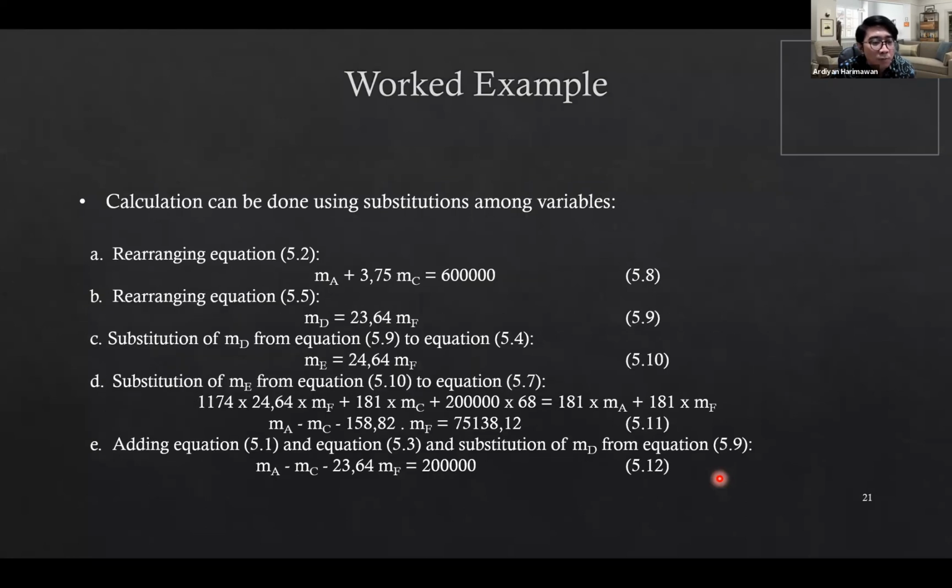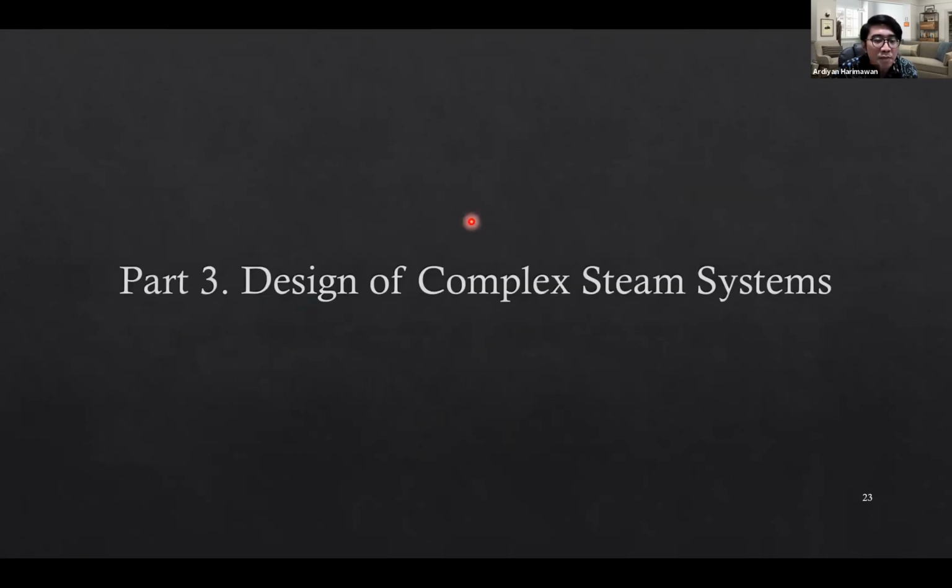Okay, I hope you get the concept. I'm sorry if I'm not clear enough in explaining the concept. But since I have another class at 9, the rest of the materials, the design of the complex steam system, will be explained by Pak Hendra at the 9 o'clock class.